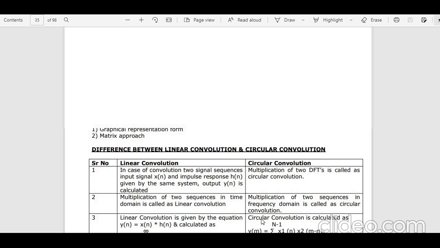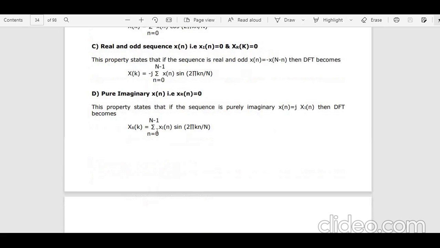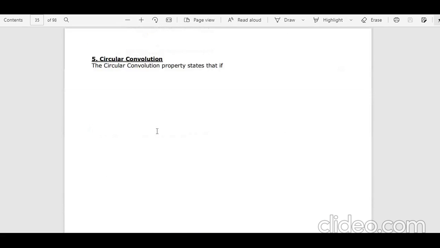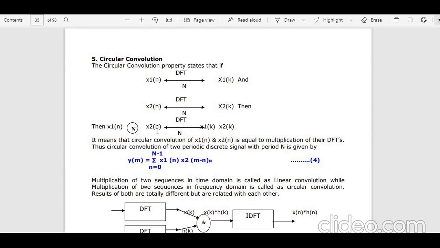So the linear convolution formula is what? Linear convolution is given by the equation y of n is equal to x of n convolved with h of n, right? Whereas circular convolution is written as y of m is equal to. So students, we see these signals. Now we are proceeding with the circular convolution. In the circular convolution, the first sequence x1 of n is converted into x1 of k, and x2 of n is converted into x2 of k. To mention the circular convolution, we can write it in this form: x1 of n circular convolved with x2 of n. The DFT of that we apply, and we convert it to x1 of k into x2 of k.